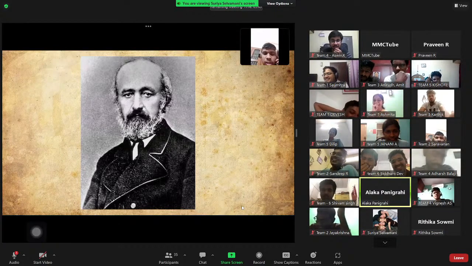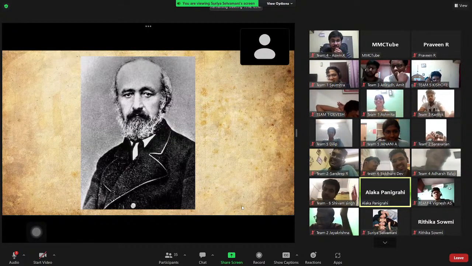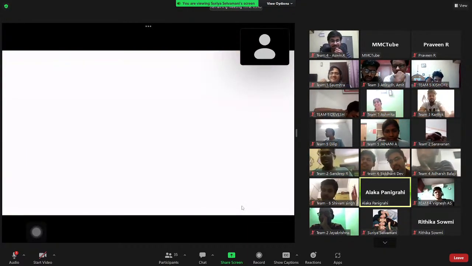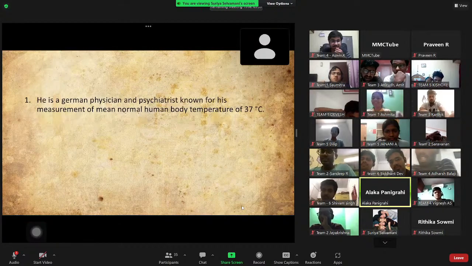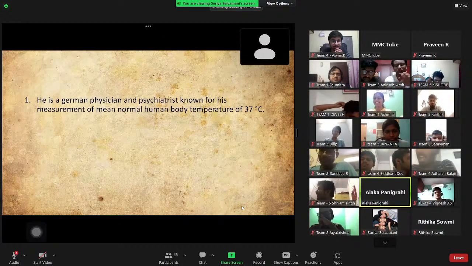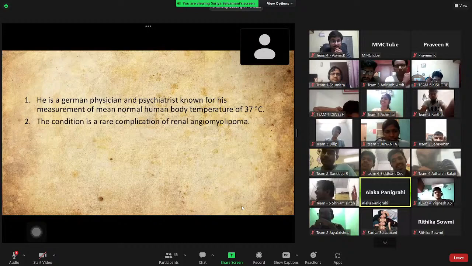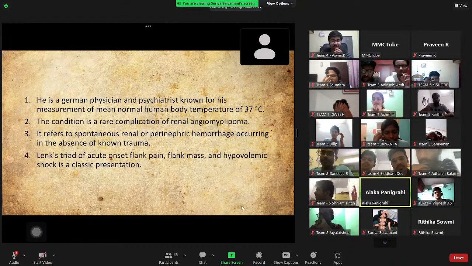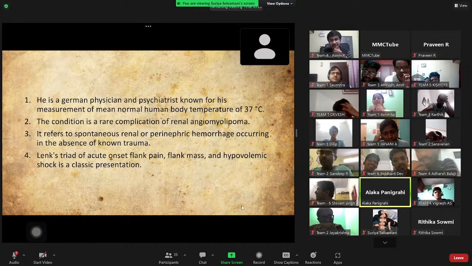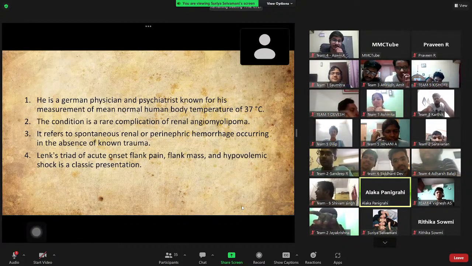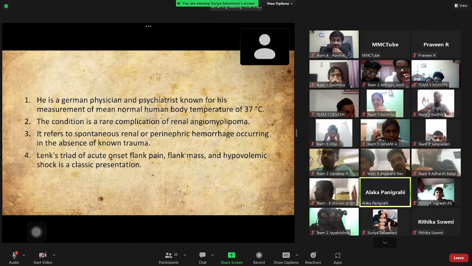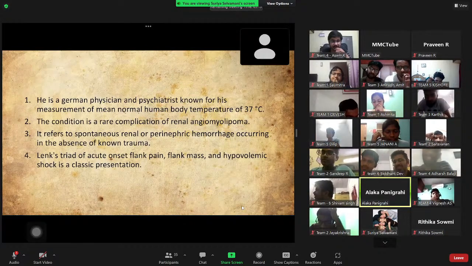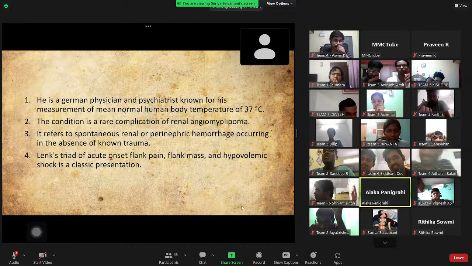Anyway, can we have the clue slide also? So he's a German physician and a psychiatrist known for his measurement of the human body temperature. And the condition that he described was a rare complication of renal angiomyolipoma. It refers to the spontaneous renal or perinephric hemorrhage occurring in the absence of a known trauma. And the Lenk triad is the presentation which comprises acute onset flank pain, flank mass, and hypovolemic shock. So team 2 gets 50 points.